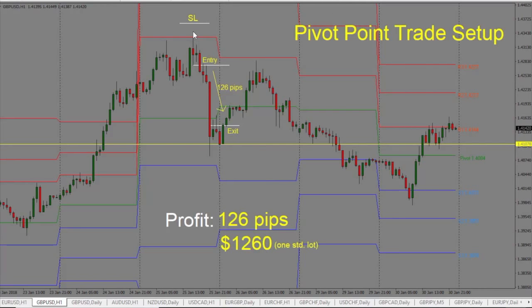Stop would go above the pin here, and we are waiting for price to drop. Once we see that price is bottoming out here, it's not willing to go any lower because now we have come into the support level and we get this reversal candle in the opposite direction of our trade, we can exit the trade. From entry to exit, we get 126 pips in the trade. So our profit is 126 pips or $1,260 if trading one standard lot.